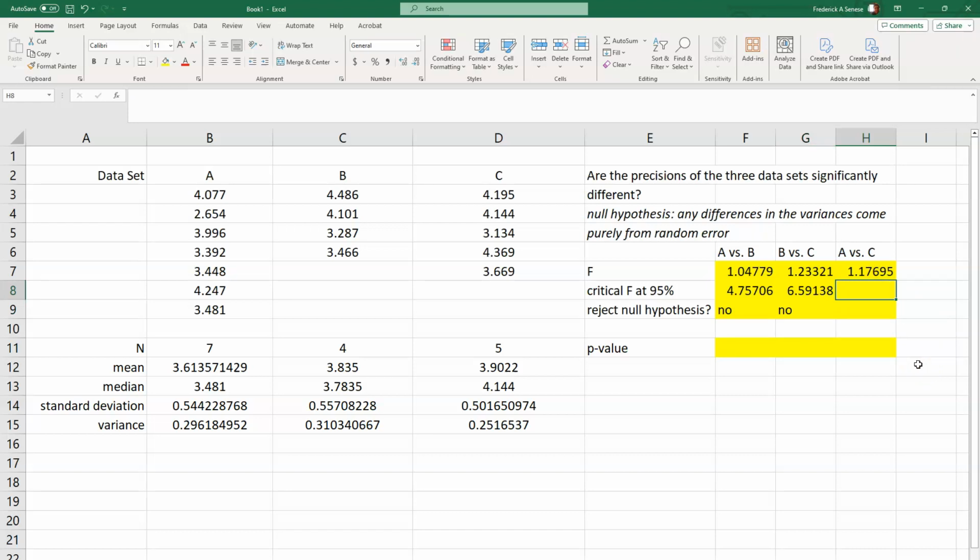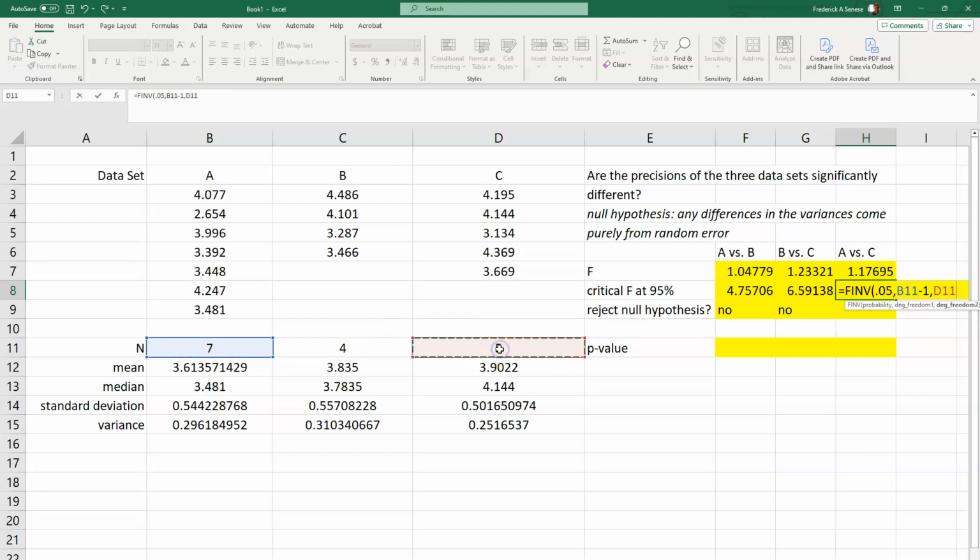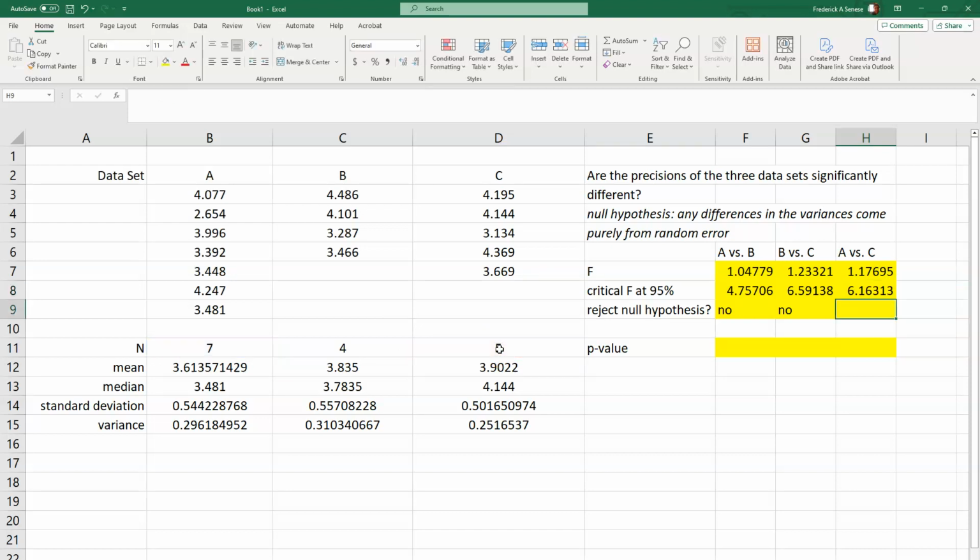Now, let's do this one. A versus C. F inverse, the probability is 0.05. The larger variance is for set A. So that means I'm going to put degrees of freedom for set A next. And then I'm going to put degrees of freedom for set C, sorry. And again, my F value is not bigger than the critical F value, so I cannot reject the null hypothesis.